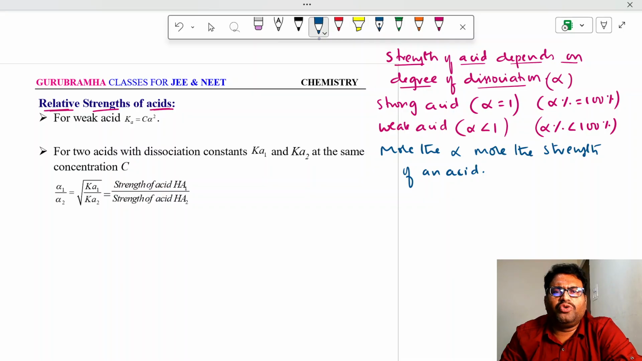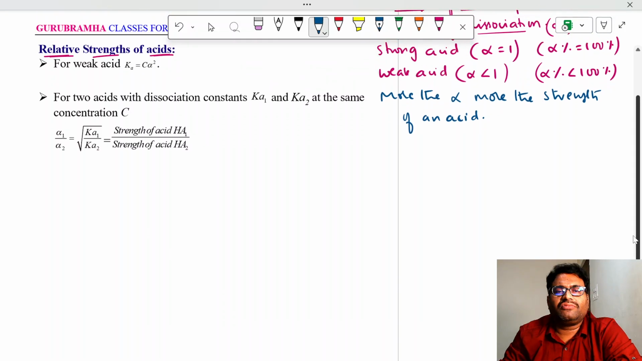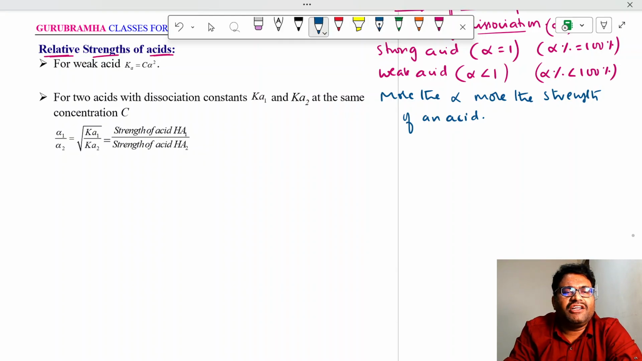So when two acids are given, one of the factors which decides the strength of those two acids is alpha. The acid which has more alpha will have more strength than the acid which has less alpha. The one which dissociates more, that acid will be stronger. And we have studied that this is all for weak acids. So for a weak acid, Ka is equal to C alpha square.